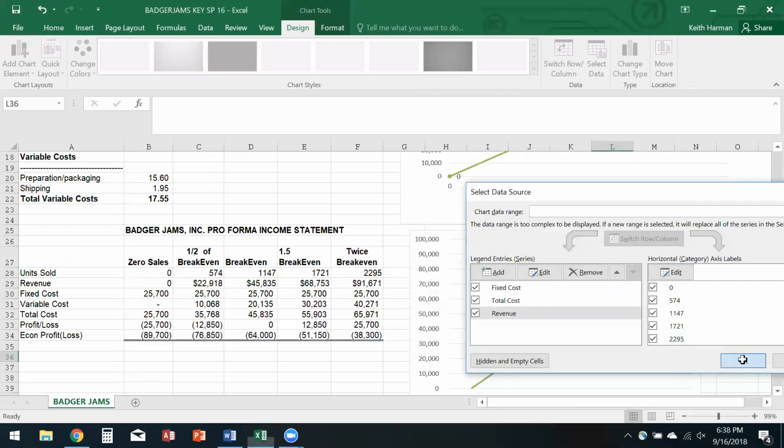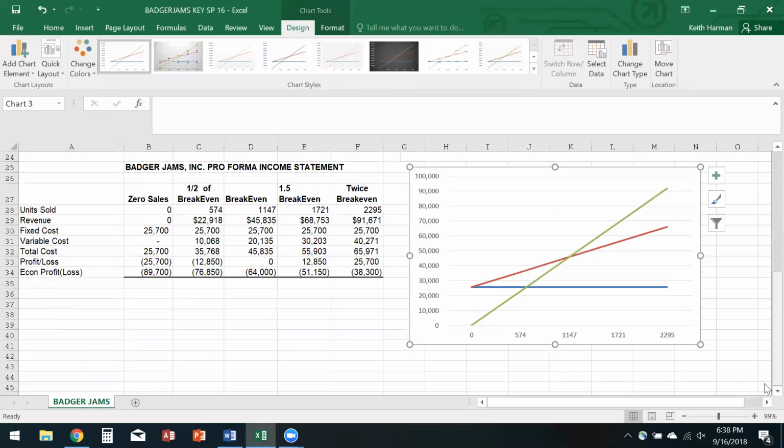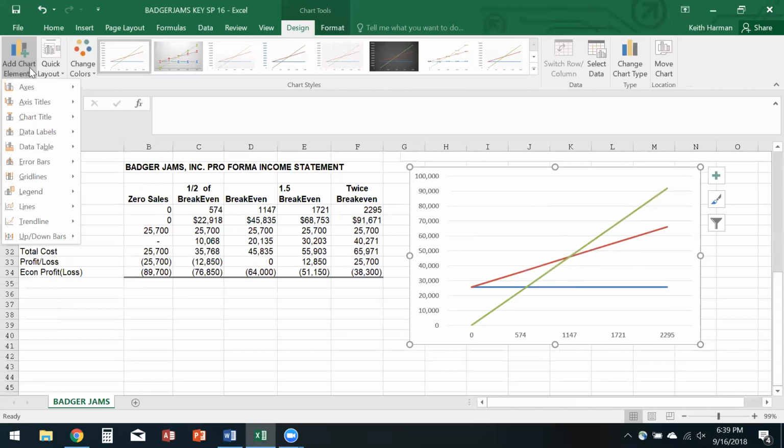Now let's look and see what we have so far. We have our masterpieces emerging. Notice for this axis, I can add the data points, and then I can put a horizontal title, which would be the units sold, and then the vertical title. I do that by adding the chart elements, axes, axis titles, and all this business. So we'll just do that.